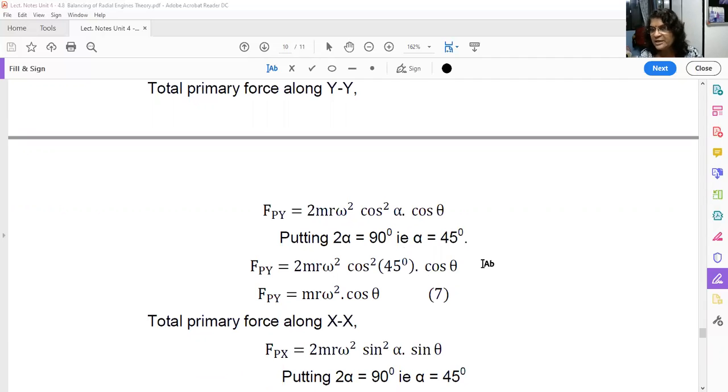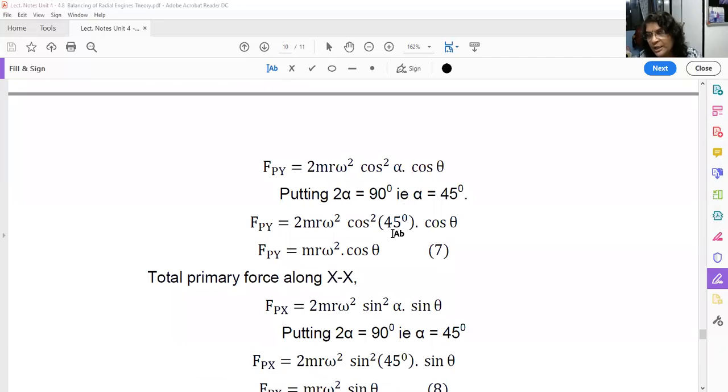Theta is unknown. Theta is continuously changing. It's the angle made by the crank with the vertical axis. Okay. So what is cos 45? 1 upon root 2, and cos square means 1 by 2. So 1 by 2, and these 2 will get cancelled. So what is remaining? Mr omega square cos theta. Okay. Call this equation 7.